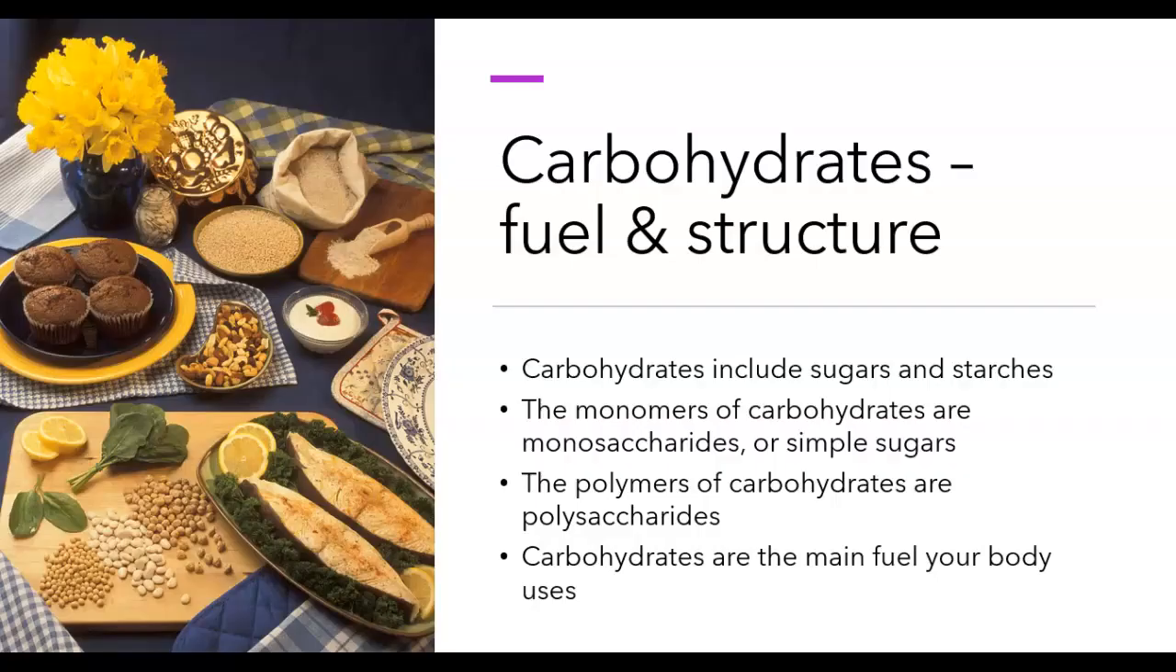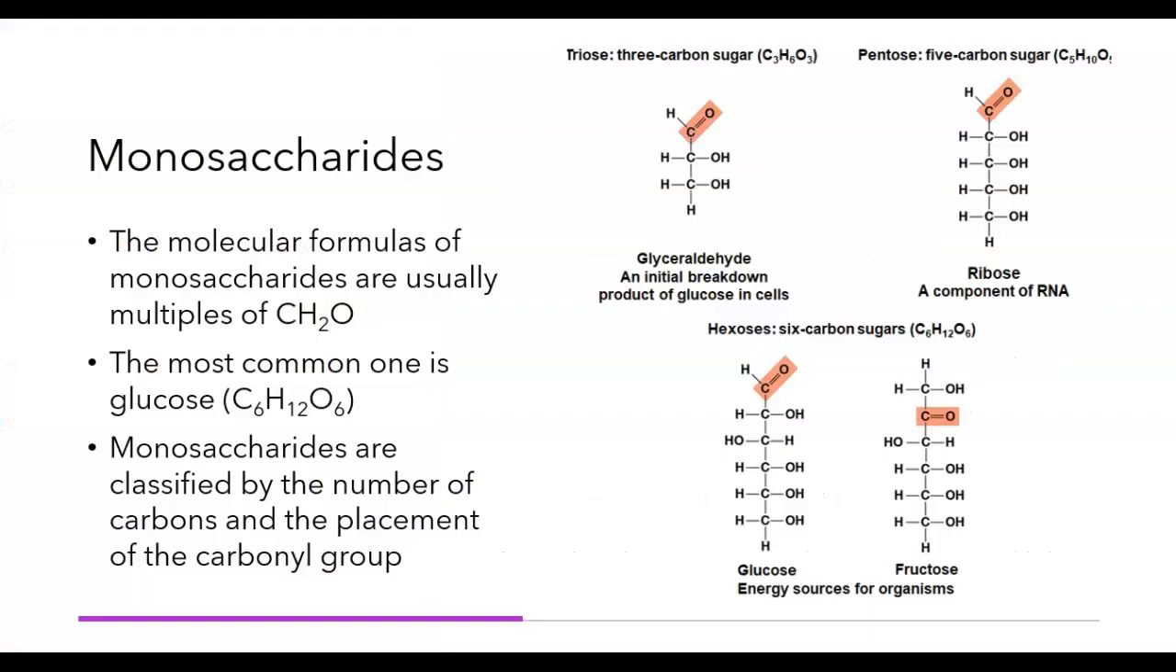Carbohydrates include sugars and starches. They are actually the main fuel that your body uses and that most living things use for fuel. The monomers of carbohydrates, of course, are monosaccharides, and the polymers are called polysaccharides. This involves things that we use as food, but some of the polysaccharides are also very important for structure of various kinds in organisms. So it's important for us to understand both of those functions.